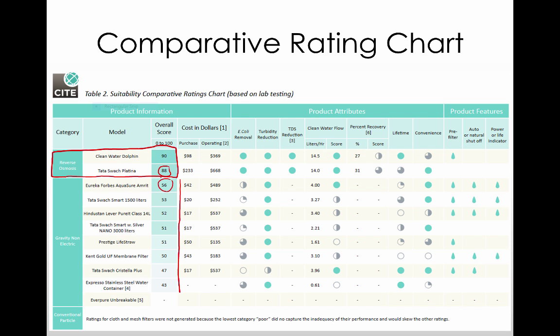That's not to say that there aren't some good options down here. E. coli removal, decent performance, average we'll call it. Turbidity reduction, outstanding. Clean water flow, outstanding. Convenience, outstanding. So some good options. And if cost is essential, those are ones you may want to consider because the cost of the reverse osmosis system is higher than all the available options under gravity non-electric. In fact, the difference is a factor of 2 to 5 in that range.